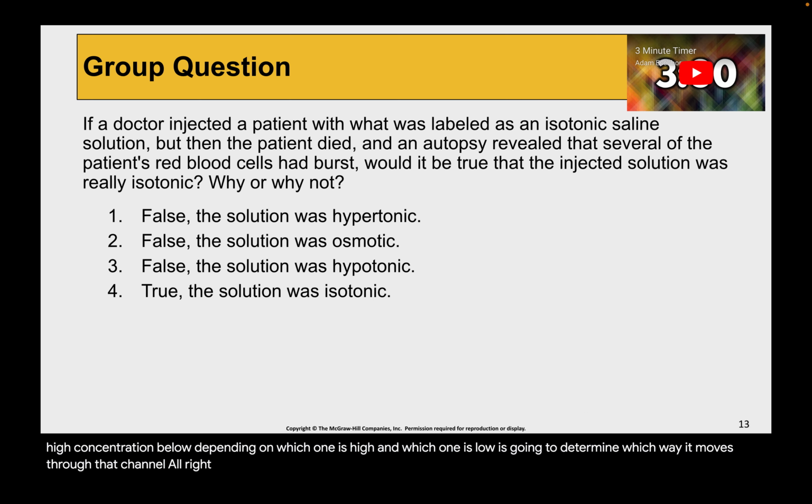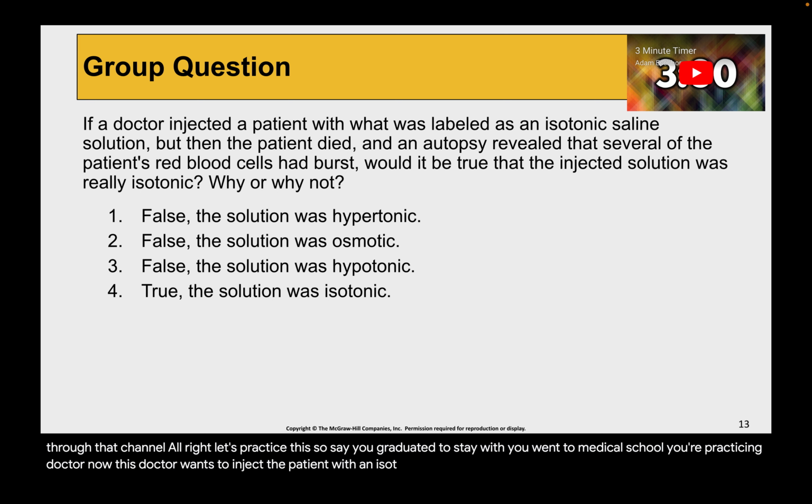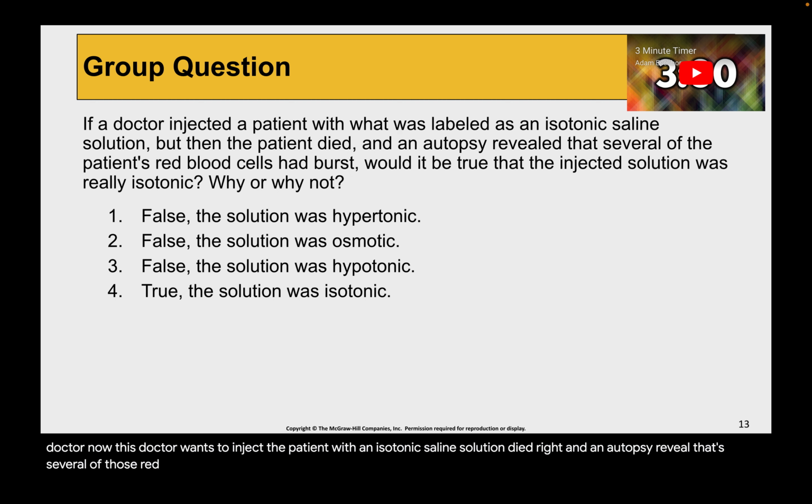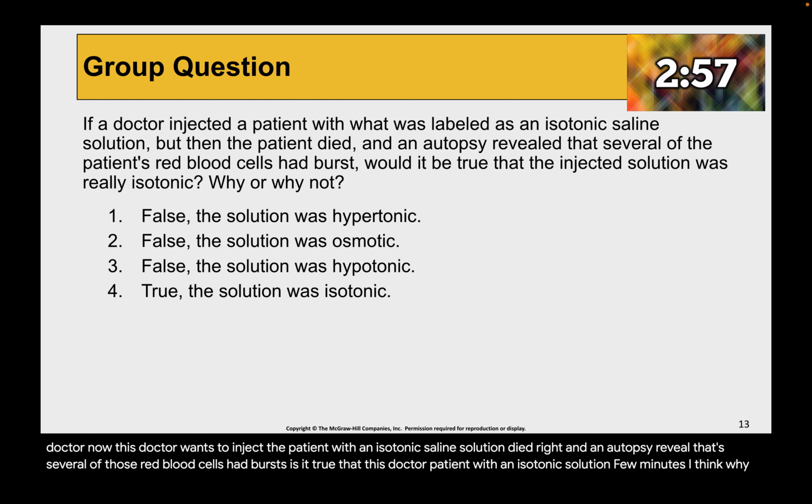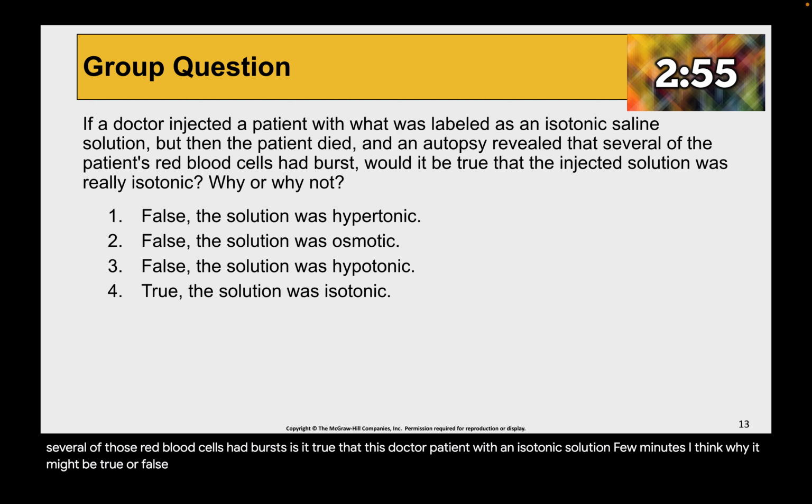All right, let's practice this. So, say you graduated Gustavus, you went to medical school, you're a practicing doctor now. This doctor wants to inject a patient with an isotonic saline solution. But unfortunately, the patient died, right? And an autopsy revealed that several of those red blood cells had burst. Is it true that this doctor injected the patient with an isotonic solution? I'll give you a few minutes to think why it might be true or false and what the correct solution might be.